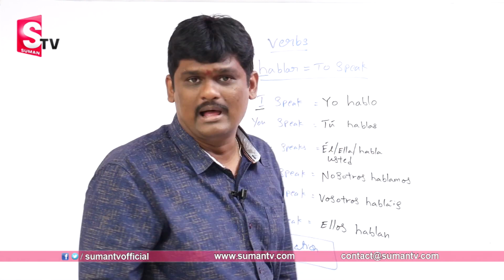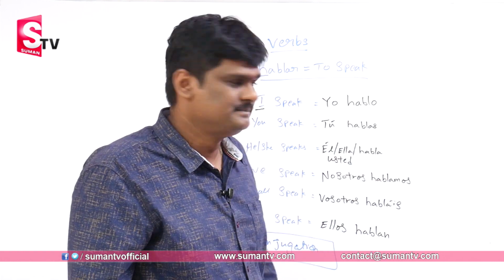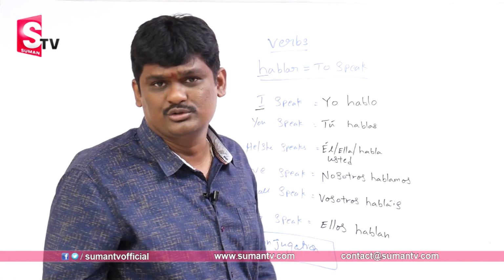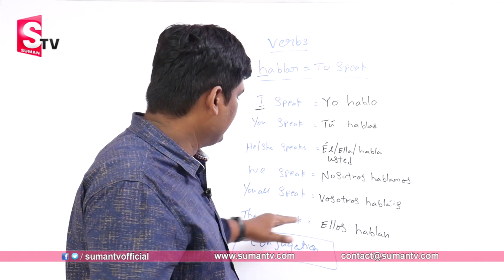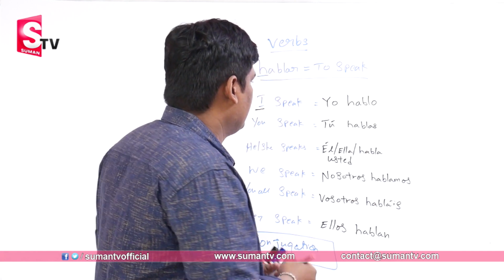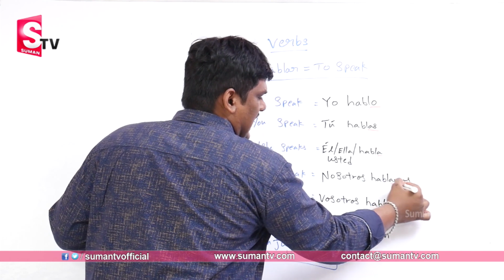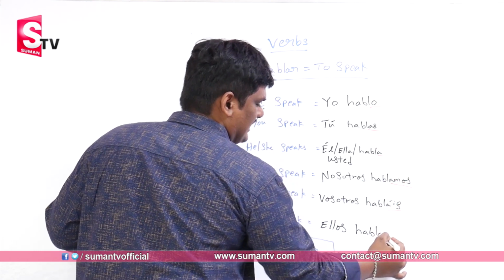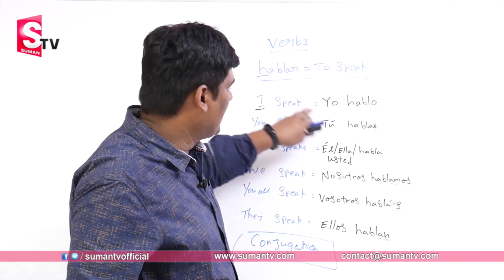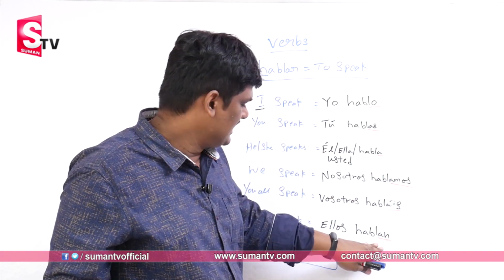So here, I speak becomes yo hablo. You speak is tú hablas. He or she speaks, él or ella, usted habla. We speak is nosotros hablamos. You all speak is vosotros habláis. And they speak becomes ellos hablan. So here the endings are o, as, a, amos, áis, an. So hablar changes to hablo, hablas, habla, hablamos, habláis, hablan.